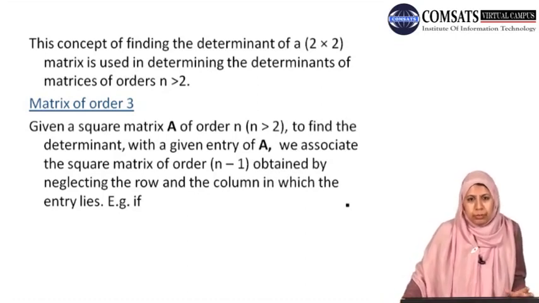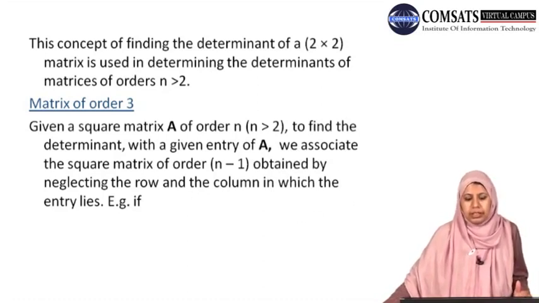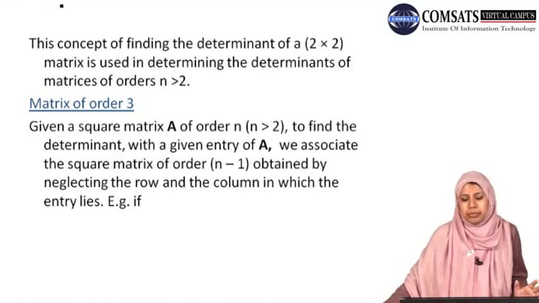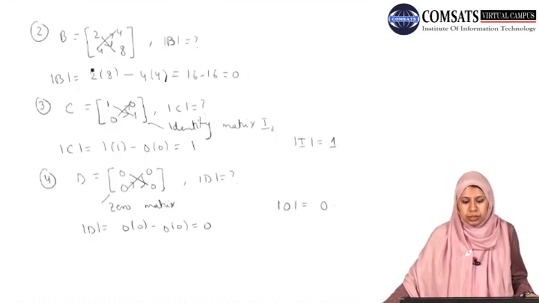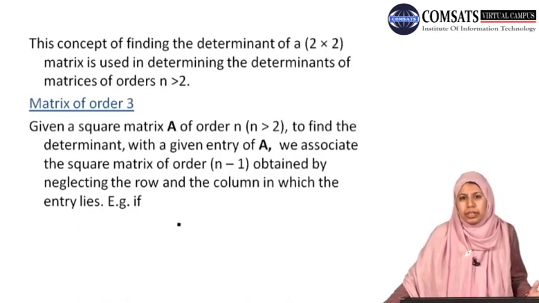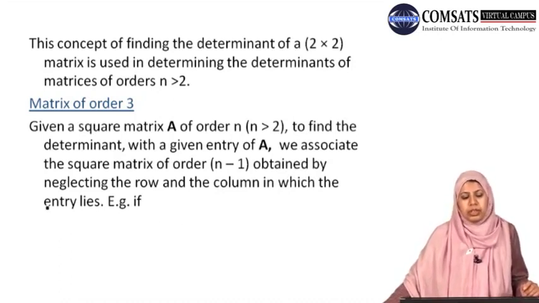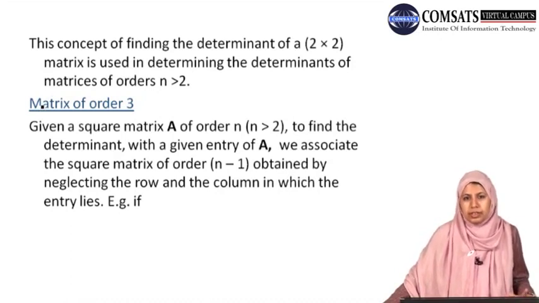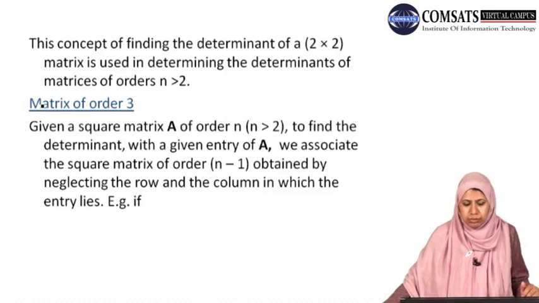Now the method of finding the determinant of matrices of order 2 by 2 is used in determining the determinants of matrices of order greater than 2. That is, this procedure which we have done here, the product of the main diagonal minus the product of the other diagonal, this concept will be used in finding the determinants of matrices of order greater than 2. Okay, we consider a matrix of order 3, that is, a matrix having 3 rows and 3 columns.